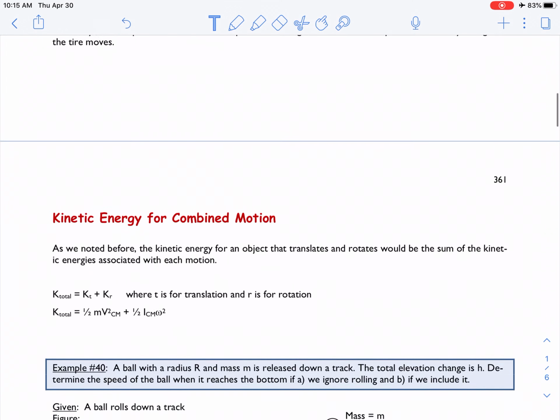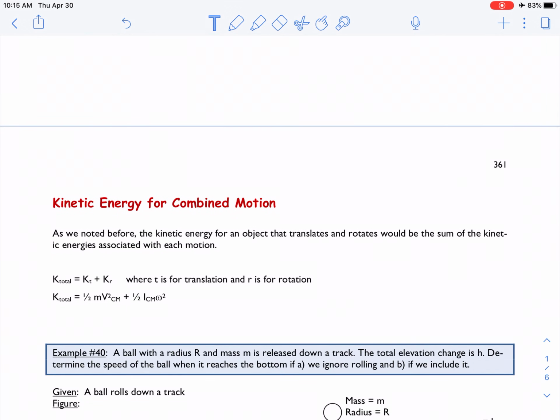Next, we will talk briefly about the kinetic energy for combined motion, and then we'll start solving some examples. For this case, as we noted before, the kinetic energy for an object that translates and rotates would be the sum of the kinetic energies associated with each motion, right? So if we have a translational, then we have kinetic KT in the equation. And if we have rotation, then we also have KR. Since this is combined motion, we have both of them. So simply total kinetic energy is going to be a combination of those.